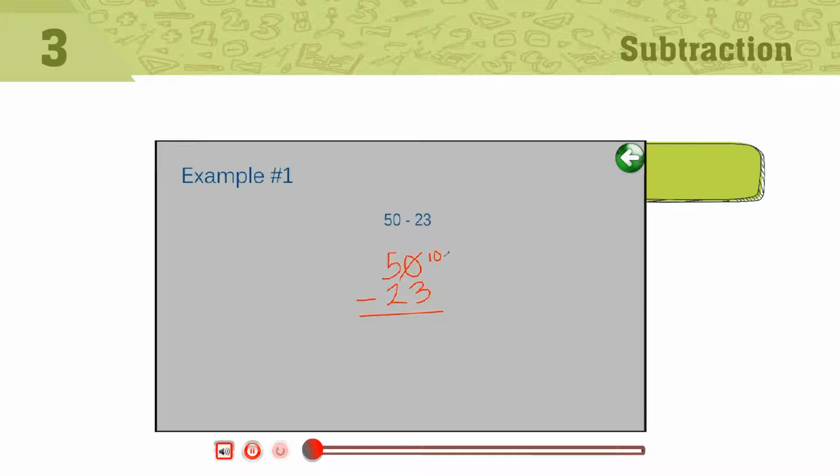This one did not come out of thin air. I regrouped it. I got it from over here where the 5 is. The 5 turns into a 4. The one that we took off is over here now. Now we can subtract 3 from 10. If I have 10 and I take 3, I get 7. If I have 4 and I take 2 away, I get 2. So my answer to example number 1 is 27. Let's move on to example number 2.